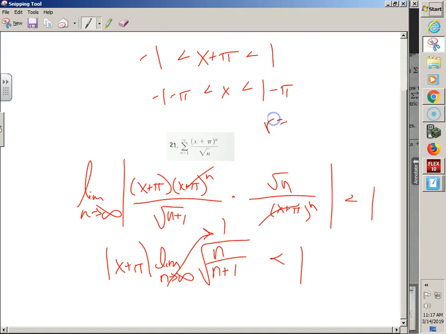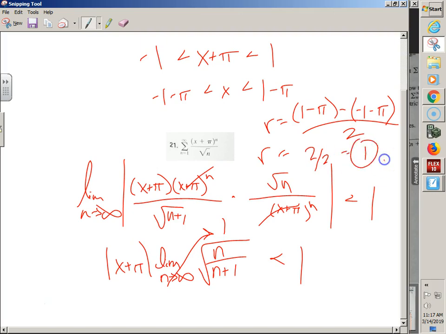So then the radius is going to equal 1 minus pi minus negative 1 minus pi, because you have to subtract pi from both sides. So then 2 minus, no. It'd be 1 minus a negative 1, right? And then negative pi plus pi is 0? Is the radius just 1?